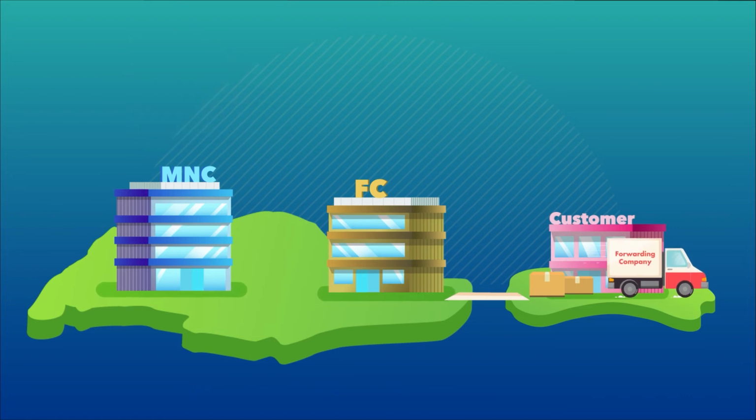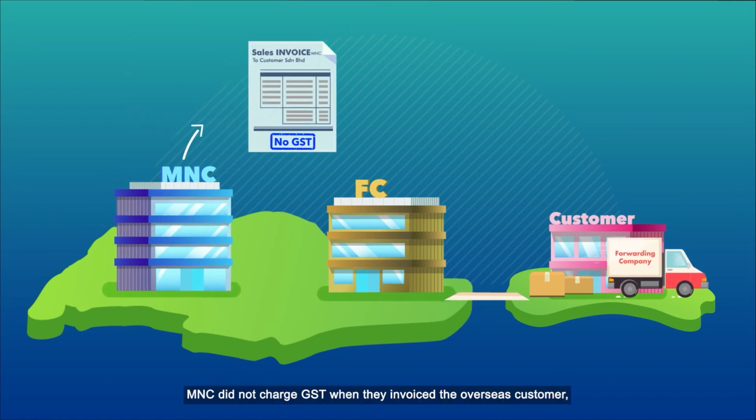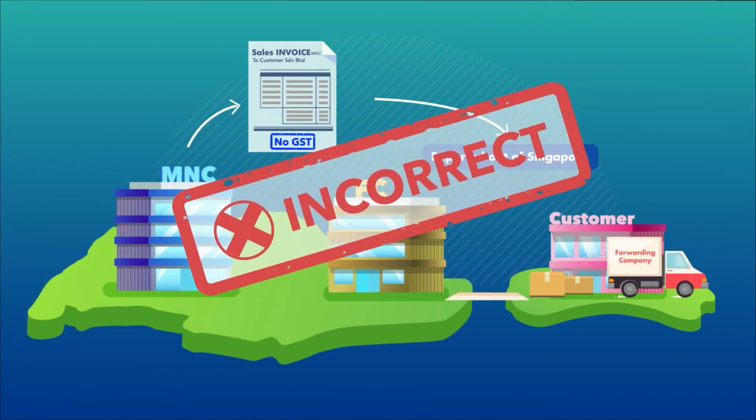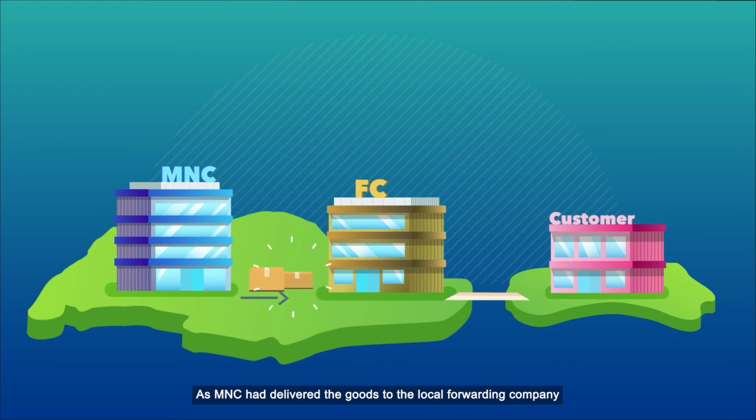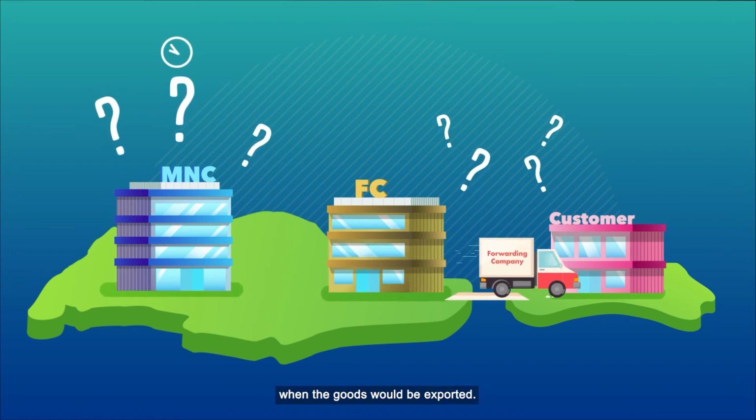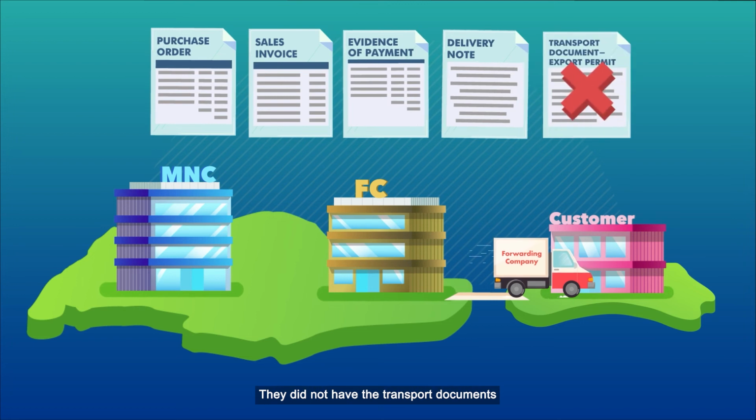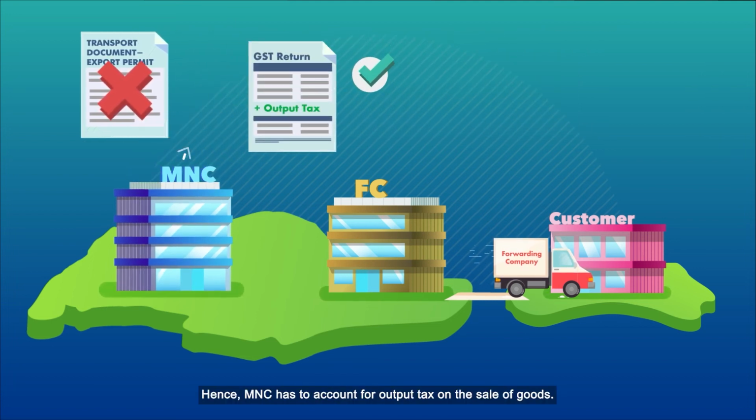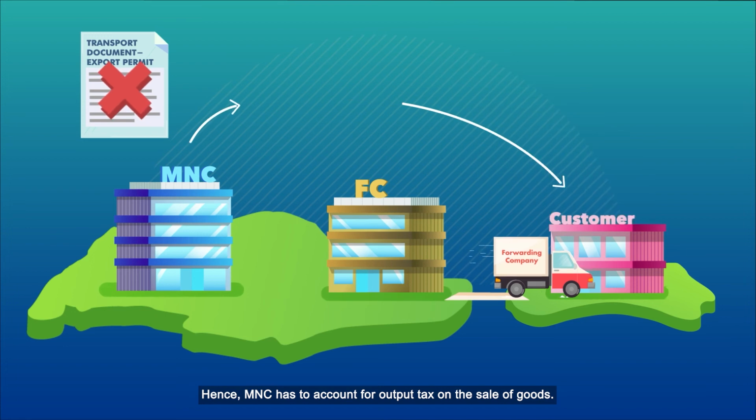MNC did not charge GST when they invoiced the overseas customer based on their understanding that the goods were to be exported. This is incorrect, as MNC had delivered the goods to the local forwarding company and was not certain at the time of supply when the goods would be exported. They did not have the transport documents to support the export of goods overseas. Hence, MNC has to account for output tax on the sale of goods.